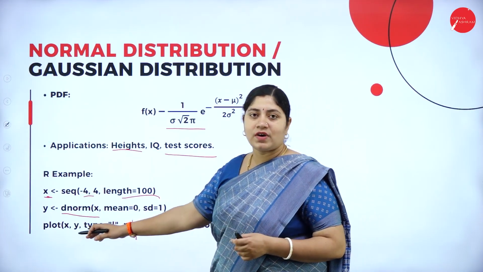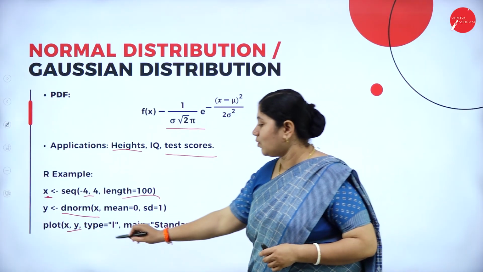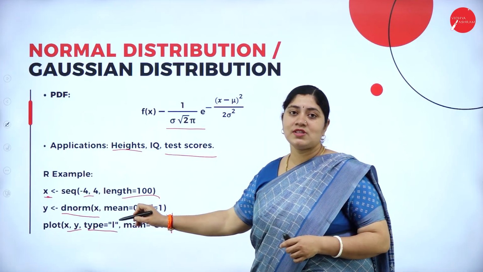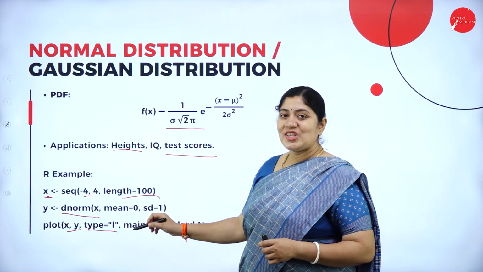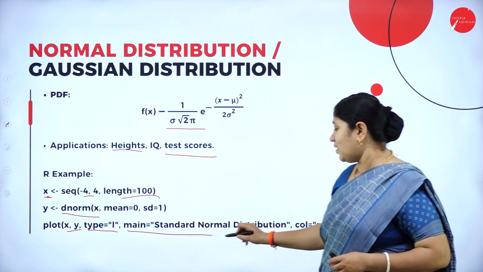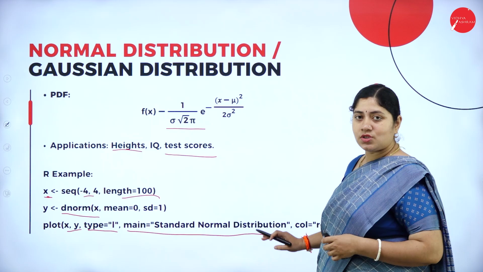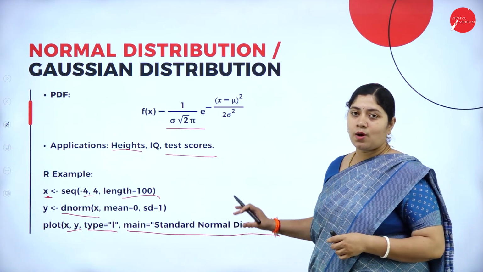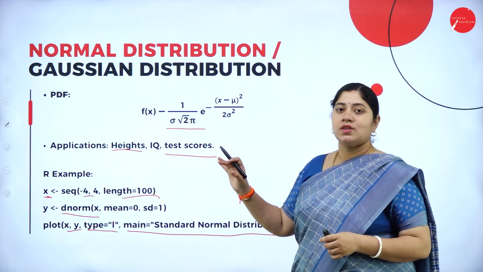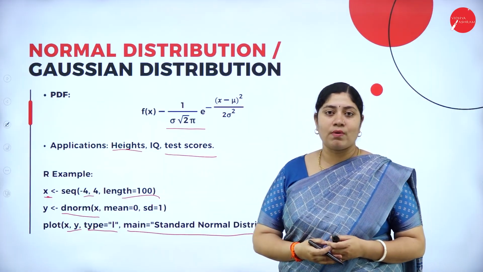So for that I am defining plot of x comma y. Over here what I am defining is type equals l. l is nothing but line chart. Do you remember? So yes, also we are defining the main heading which is called standard normal distribution, then followed by a color. So, this is how we can represent our plot by defining in our format.